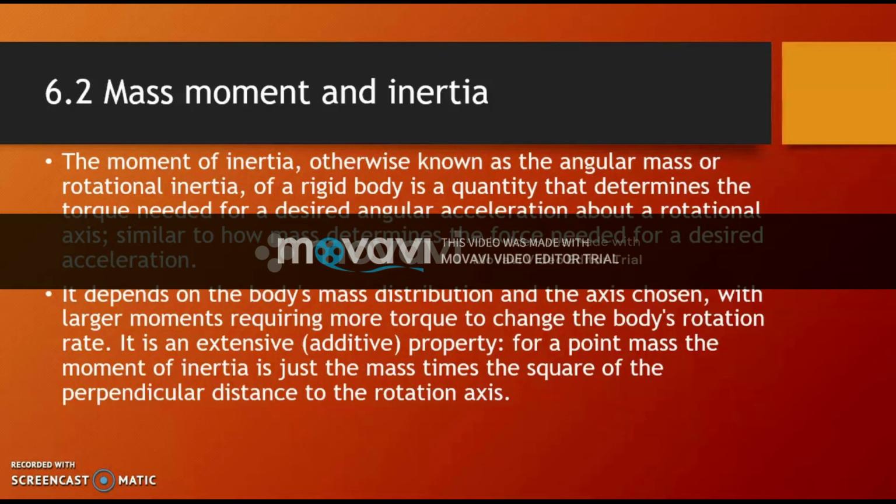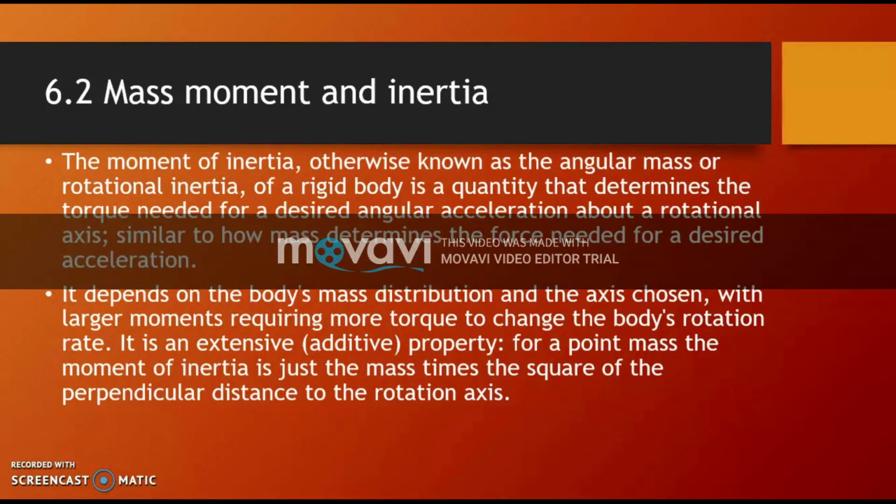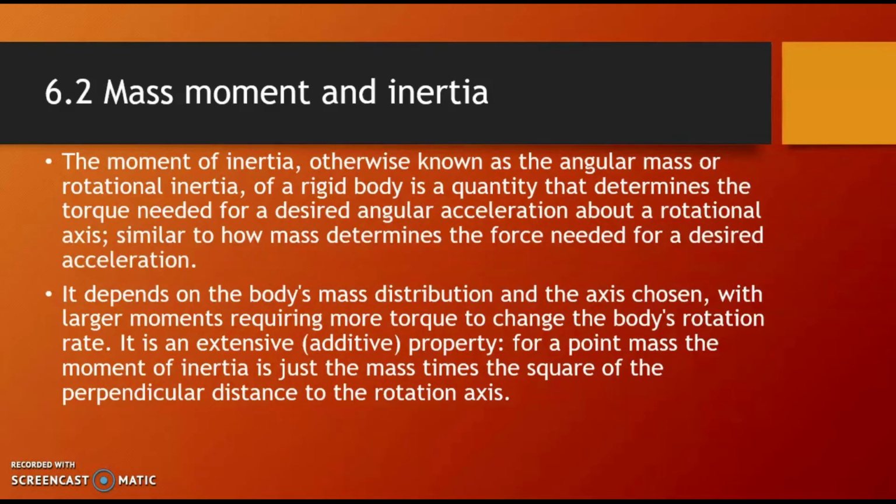It is an extensive additive property. For a point mass, the moment of inertia is just the mass times the square of the perpendicular distance to the rotation axis.